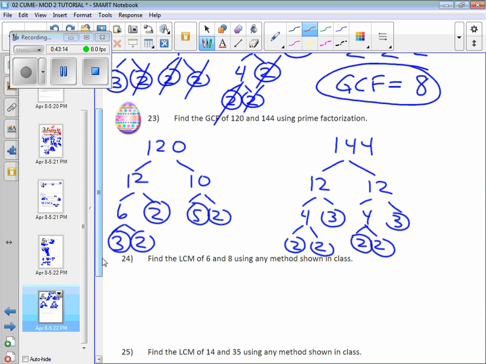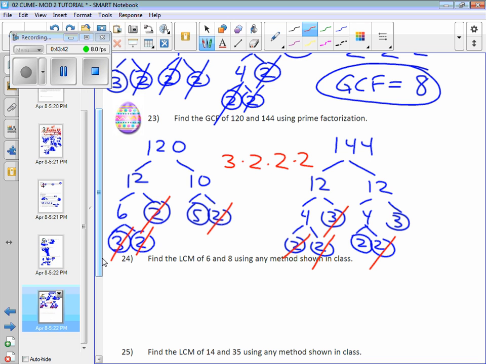I got a 3 and I got a 3. I'm going to list it once. I got a 2, got a 2. I'm going to list it once. Another 2. And another 2. I think that's it. That's it. All right, let's multiply.